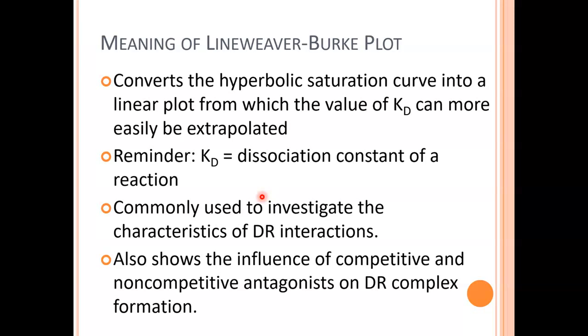This is commonly used to investigate the characteristics of donor-receptor interactions.